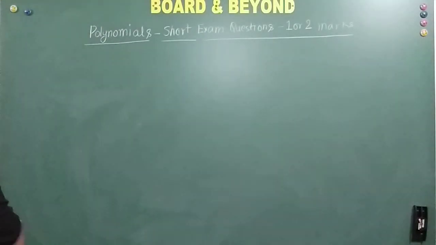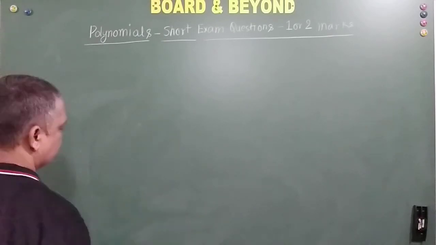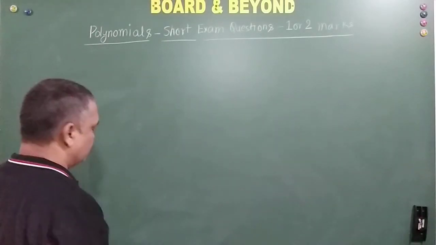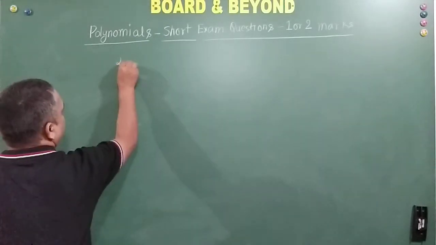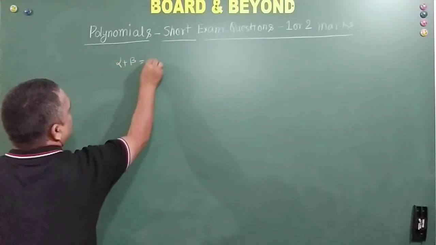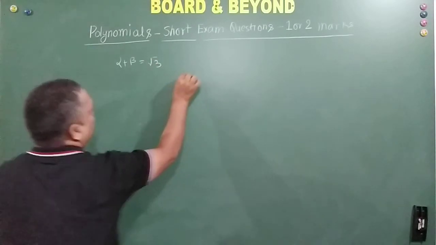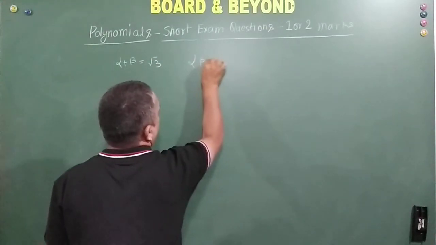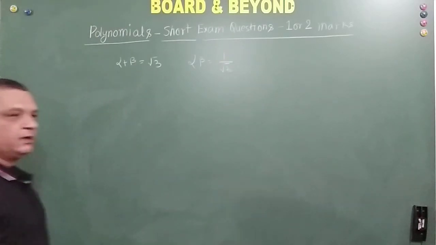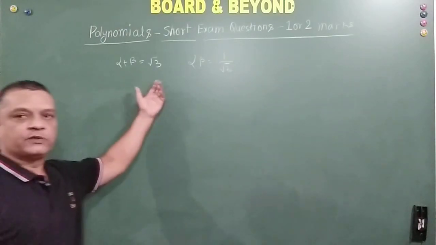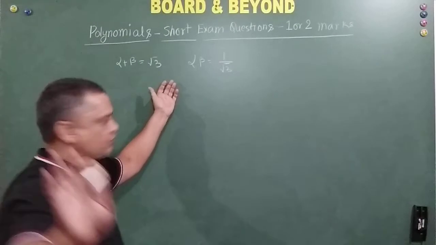The next question says: find a quadratic polynomial, the sum and product of whose zeros are root 3 and 1 by root 3 respectively. So alpha plus beta is equal to root 3 and alpha into beta is equal to 1 by root 3. This is given to us. We are expected to formulate the quadratic polynomial for this.